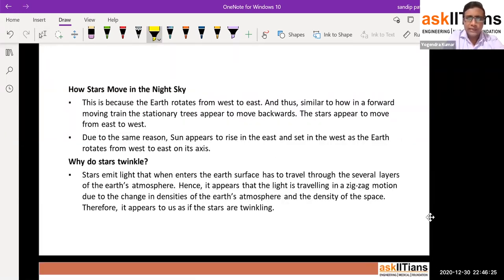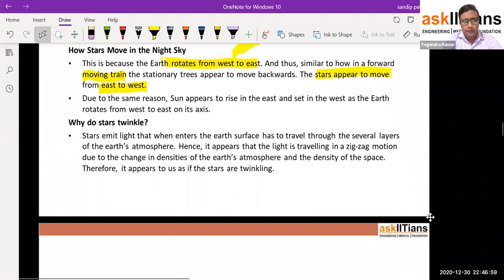Now we know that the earth rotates from west to east. Similarly we can say stars appear to move from west to east. Actually, they are moving in the reverse direction. You can consider the example of the moving train. When you are in a train moving forward, you can see the trees moving backward. Similar to this, Earth is rotating west to east, so stars appear in the reverse direction. Stars appear to move from east to west, but they actually move from west to east, similar to Earth's rotation, right? Due to the same reason, we see the sun appears in the east and sets in the west.